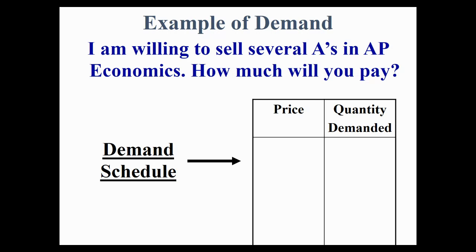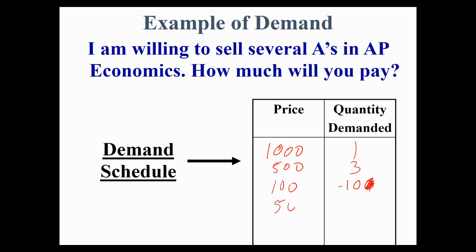So if I was going to offer to sell A's in econ class, if I had the price at, let's say, $1,000 to get an A for the semester, maybe one of you would be willing to buy it. But if I go down to maybe $500, then maybe three or four of you would get it. If I go down to $100, then heck, maybe 10 of you would want it.